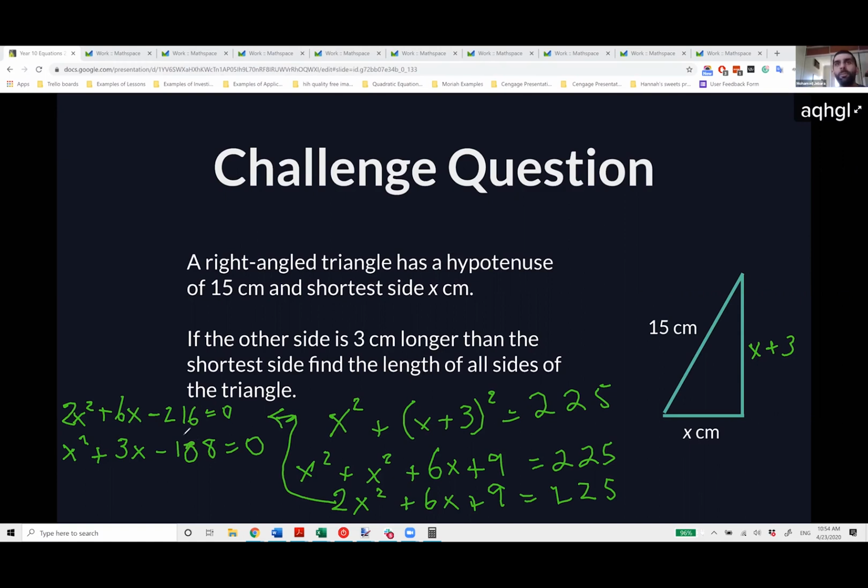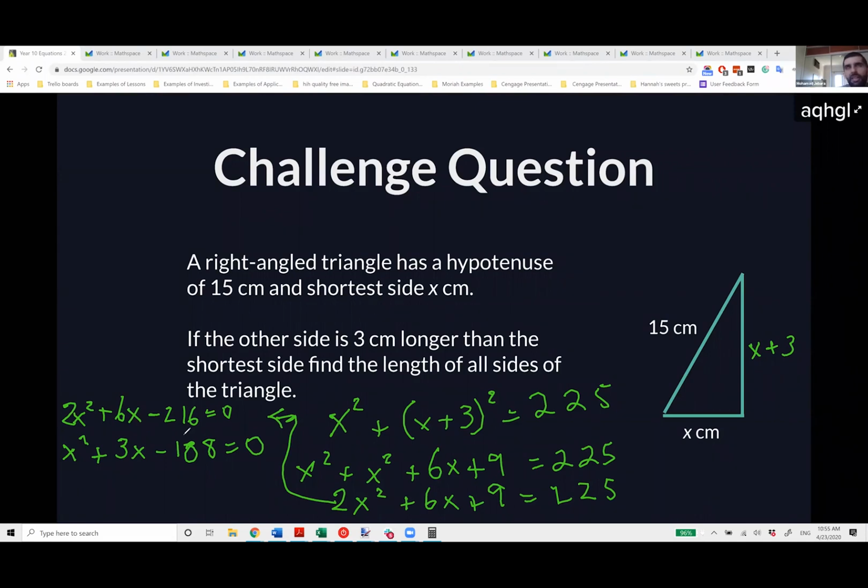Okay, and then who remembers last week what we need to do? Who remembers how to factorize? Yeah, that's it, factorize. So we need to find two numbers that multiply to give negative 108, not 108, multiply to give negative 108 and add to 3. So this is where your multiplication comes in handy. Okay, and so it's going to be 12 and 9 gives 108.